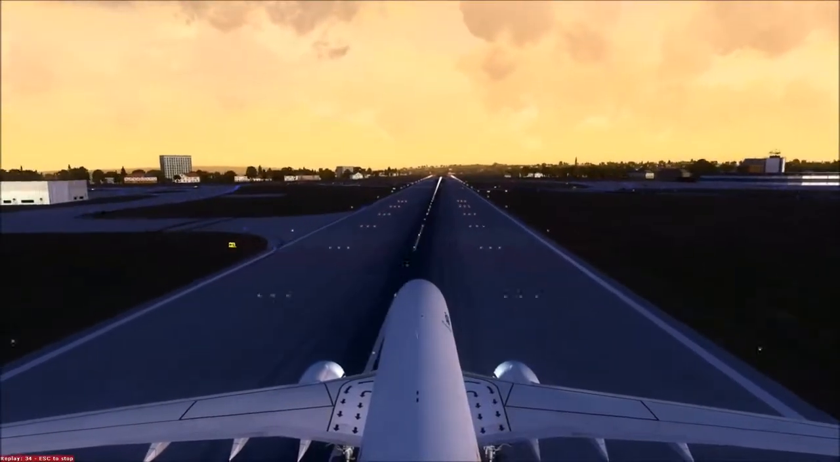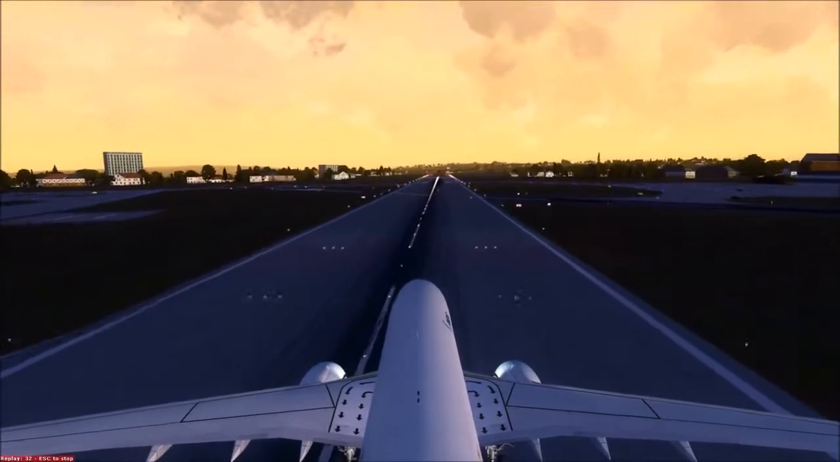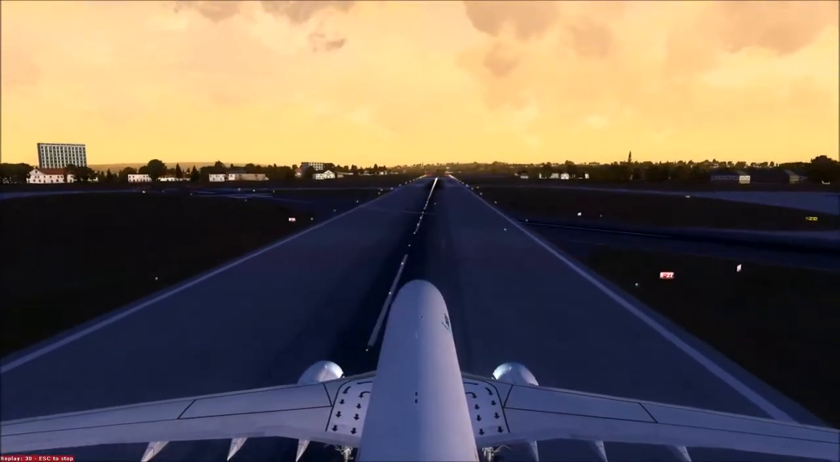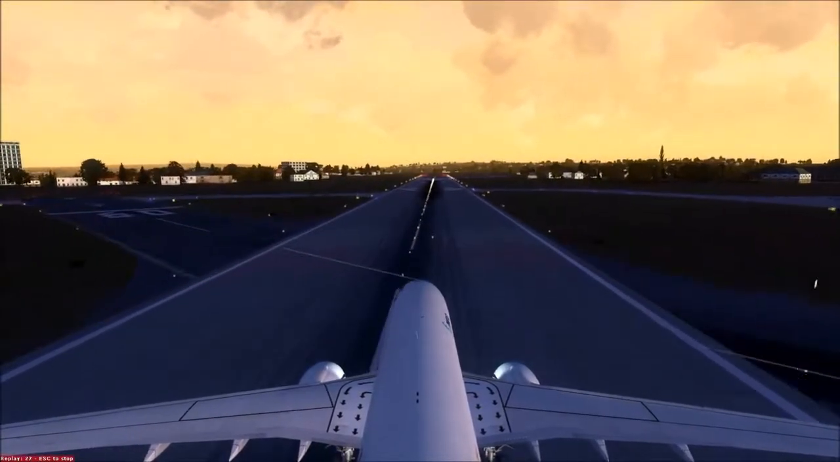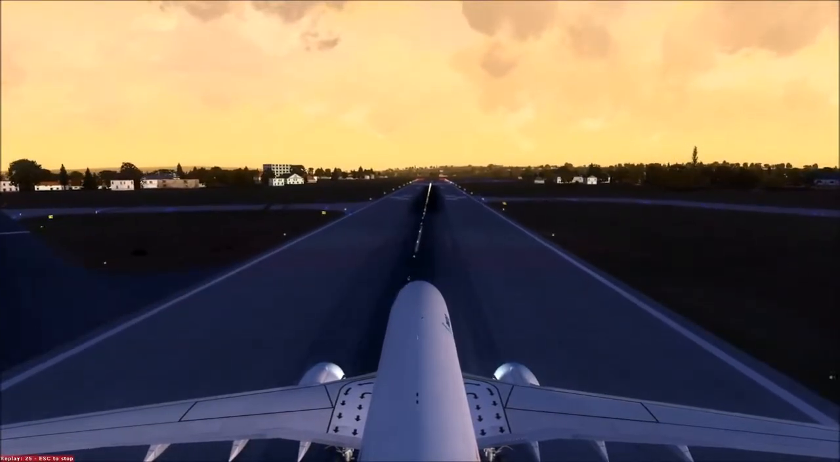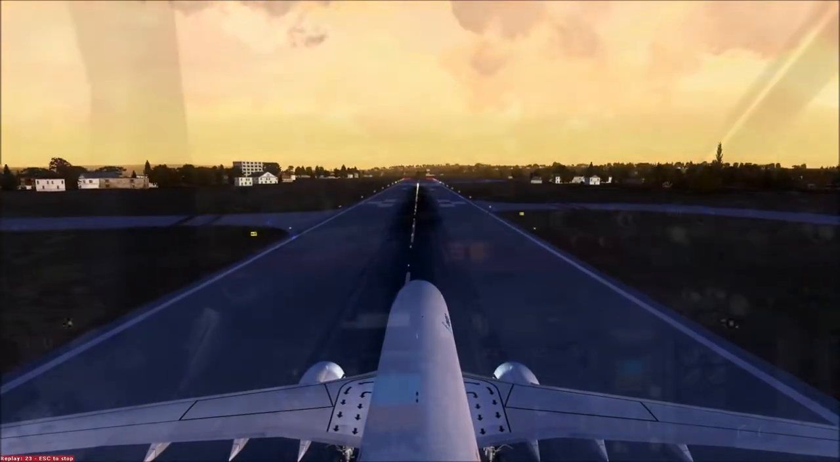You see I was slightly to the left, that's because the wind was still pushing the aircraft to the right at those higher speeds, but now at this lower speed I'm perfectly on the runway centerline.